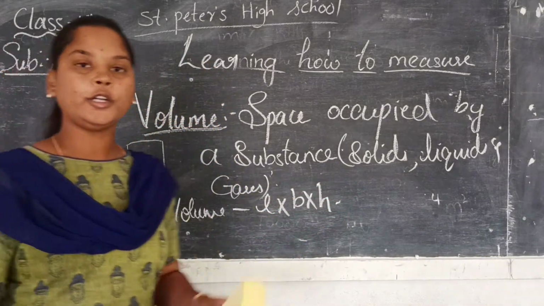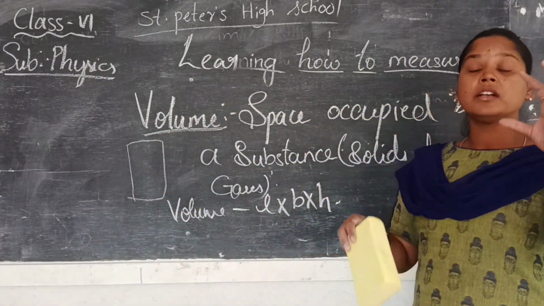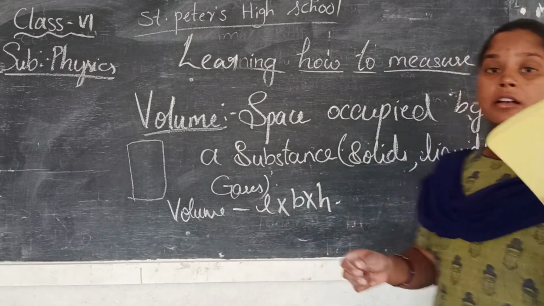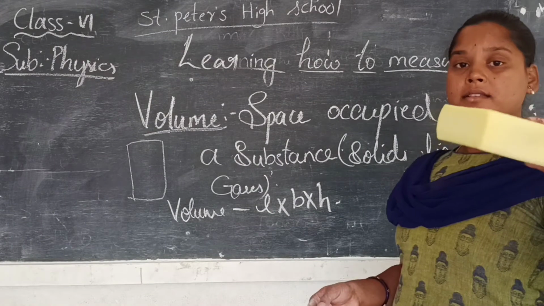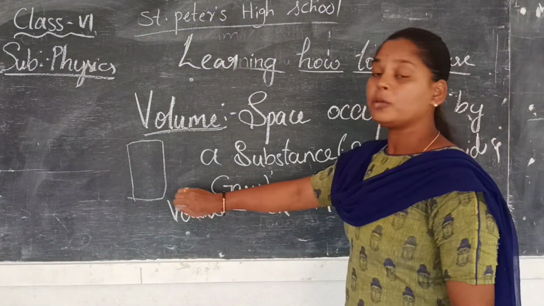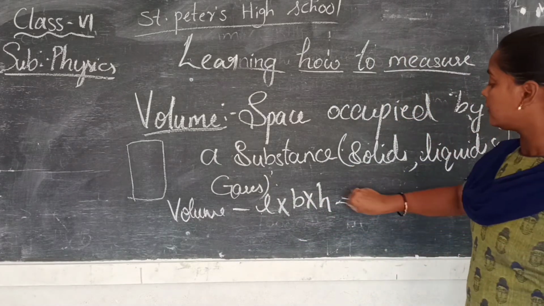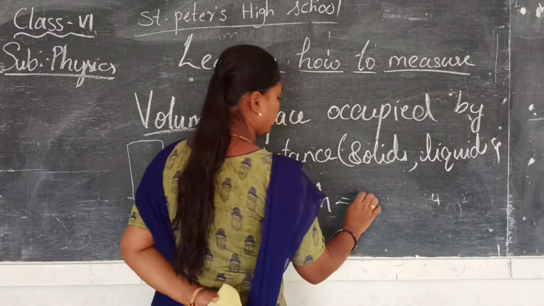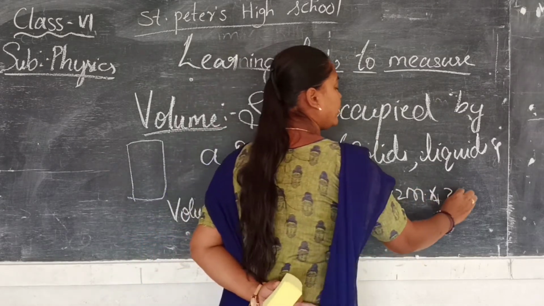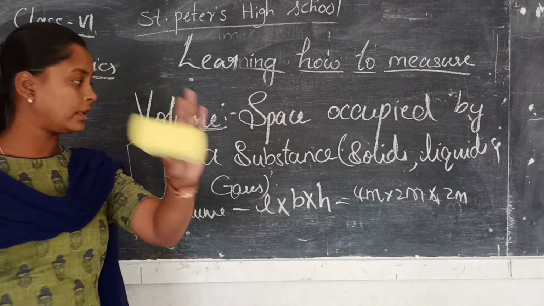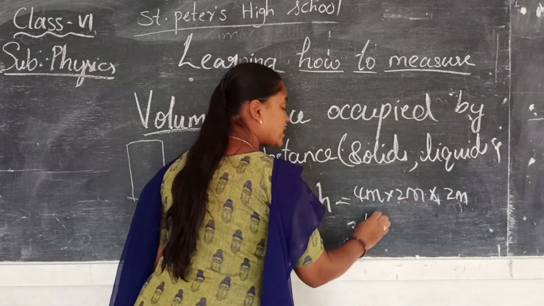Okay, do you know a cube? A cube has length, breadth and height. The actual space occupied by an object is called volume. So to find the volume of a rectangle, we have length into breadth into height. Say the length is 4 meters, the breadth is 2 meters and the height is also 2 meters for this duster. Clear? So 4 twos are 8, 8 twos are 16.